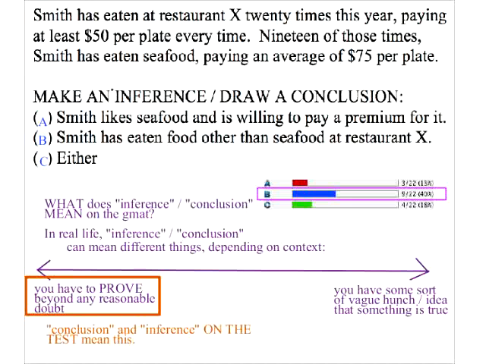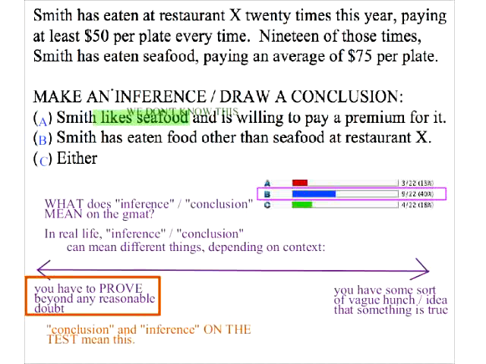Smith has eaten at restaurant X 20 times, paying at least $50 a plate. 19 of those times, Smith has eaten seafood, paying an average of $75 a plate. So what do we know beyond any reasonable doubt? Well, choice A is problematic. Smith likes seafood. We don't really know that. There are a whole host of other reasons why Smith might be eating lots of seafood that might not have anything to do with personal taste.